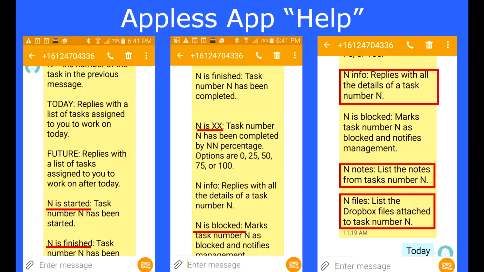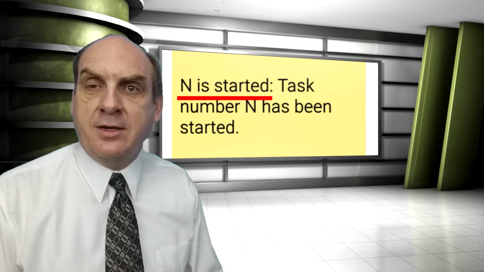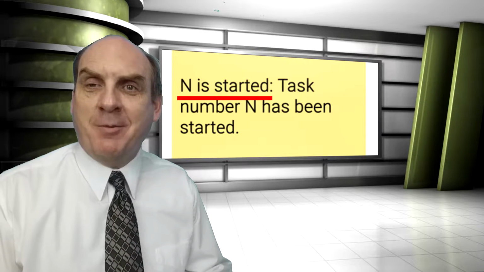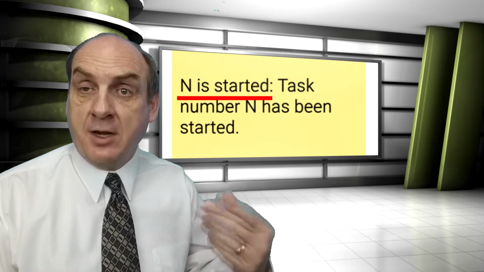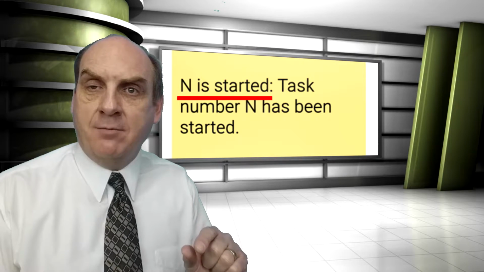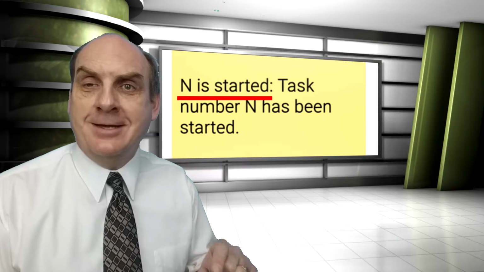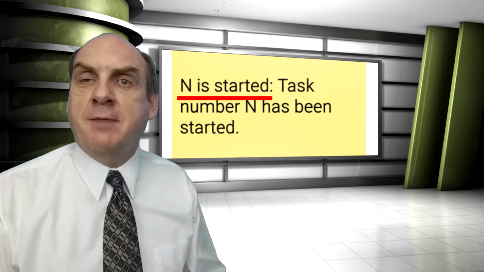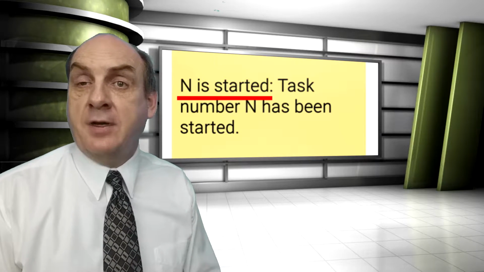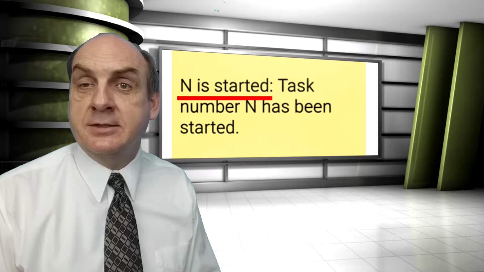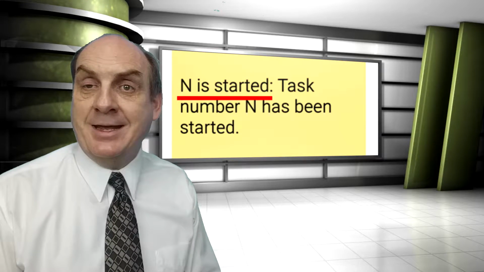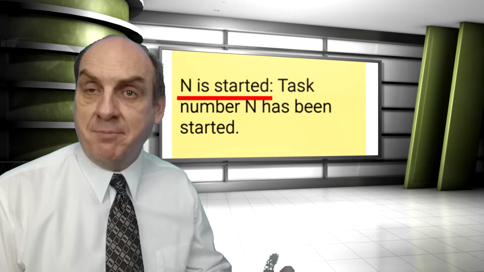Notice there's a command there for N is started. Now the letter N represents the number. Your task will list out 1, 2, 3, 4, 5. That number is the number that you use. And you can respond with that number is started. And Finish Line Planner will update your task on the dashboard, showing that it's in progress, and put a start date in on the date that you sent that command back in texting.